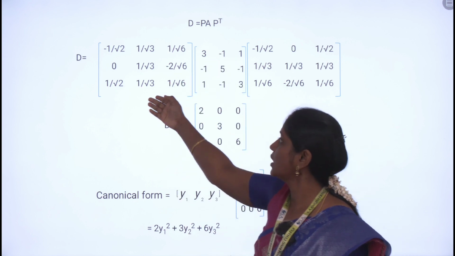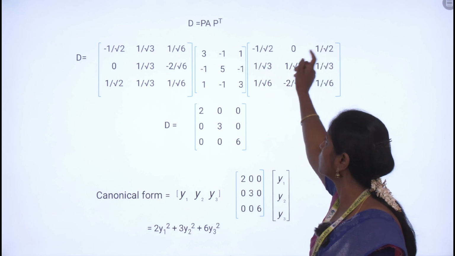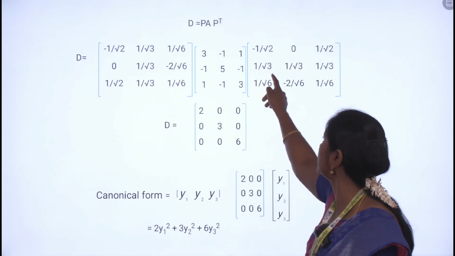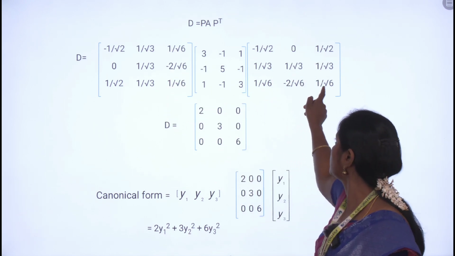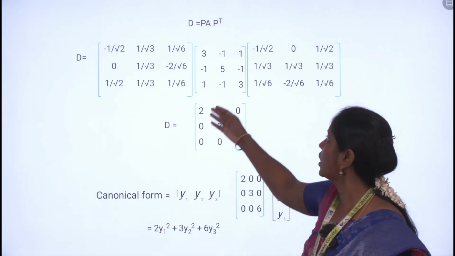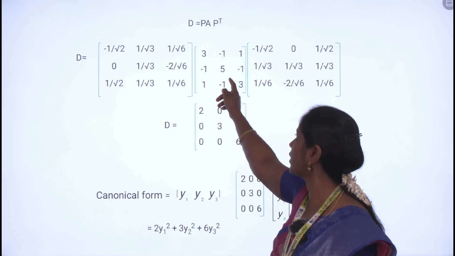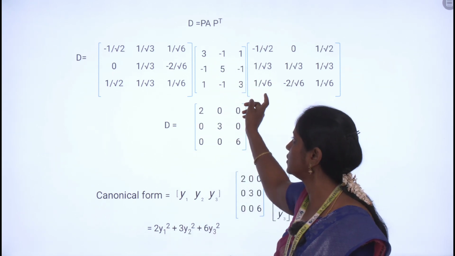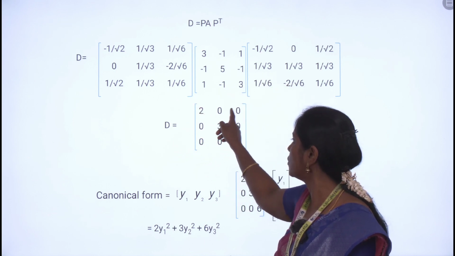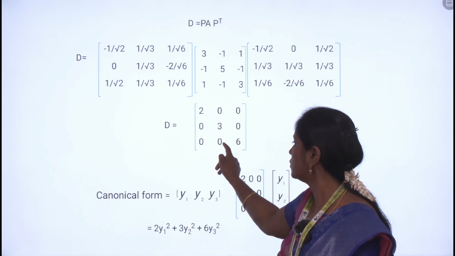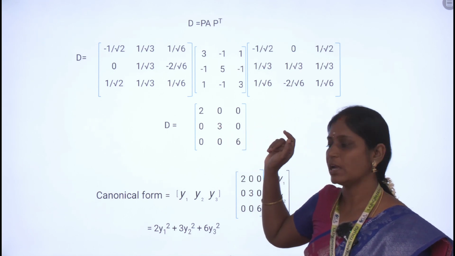This P transpose is nothing but interchanging the rows into columns. So -1 by root 2, 0, 1 by root 2. Next is 0, 1 by root 3, 1 by root 3, 1 by root 3. And the third one is 1 by root 6, -2 by root 6, 1 by root 6. We already defined the A matrix in the beginning: it is 3, -1, 1, -1, 5, -1, 1, -1, 3. If you solve this, we get capital D equal to 2, 0, 0, 0, 3, 0, 0, 0, 6, which is nothing but a diagonal matrix. These values 2, 3, 6 are our eigenvalues.